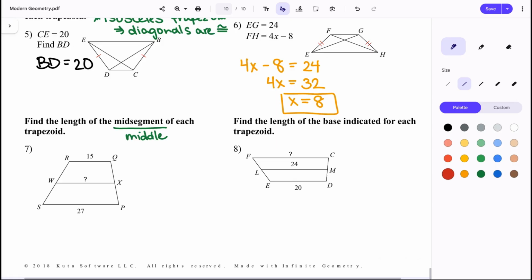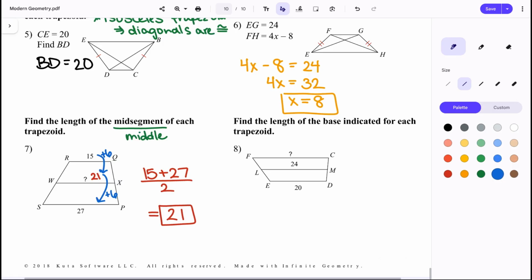So like on this first one, I'm going to take 15 plus 27, and then we're going to divide that by 2. And so that should come out to be 21. And so that would be your question mark here, 21. Now, before we go on to number 8, can anyone see some kind of connection with these 3 numbers, like 15 to 21, 21 to 27? They're increasing by how much? 6 each time, right? 15 plus 6 is 21. 21 plus 6 is 27.